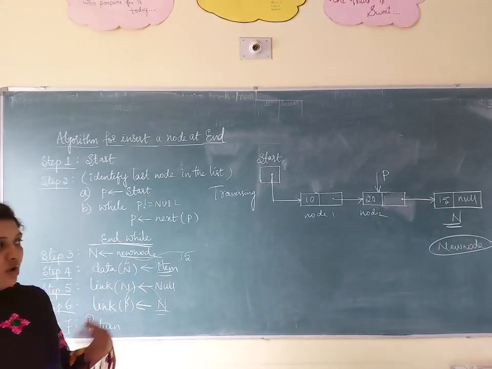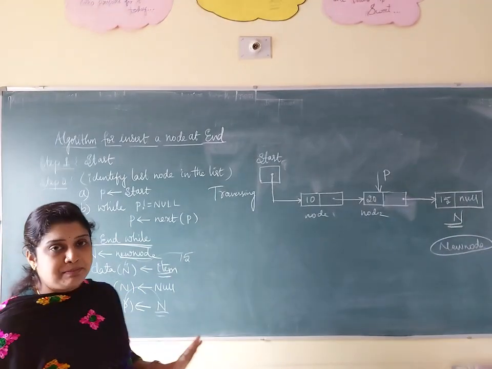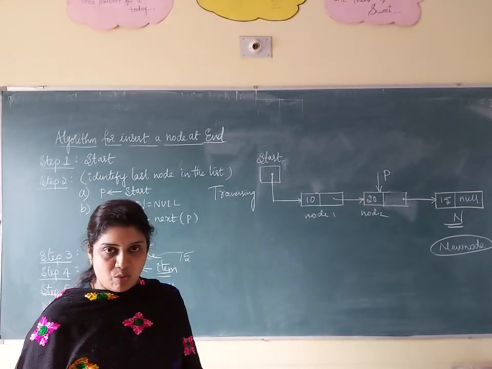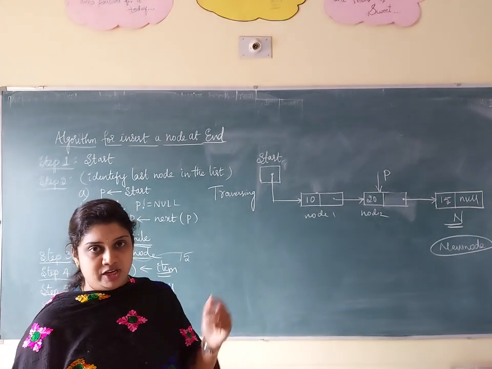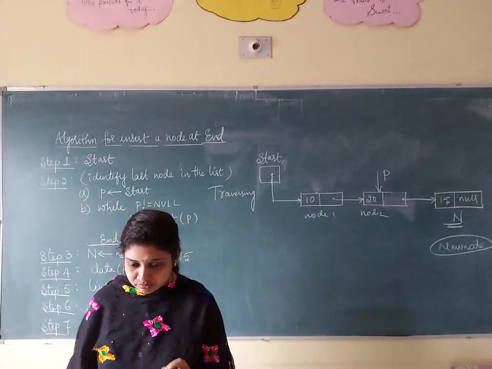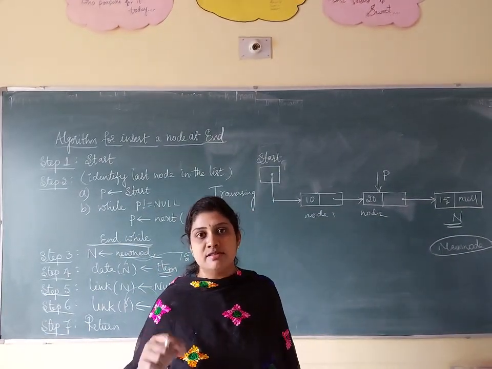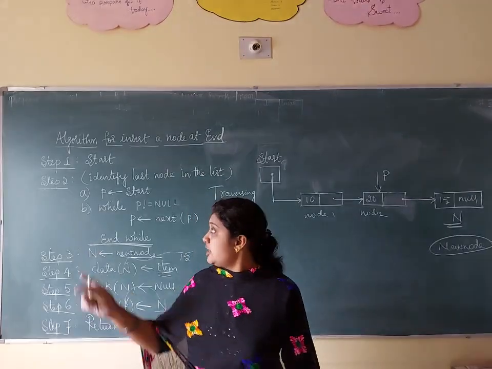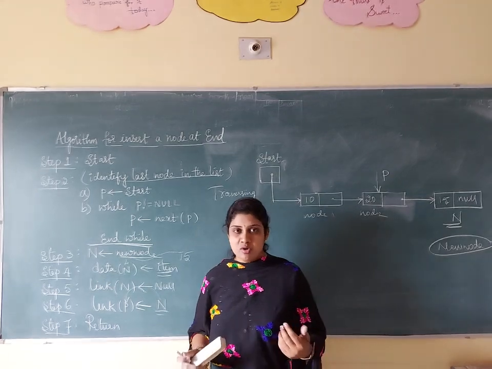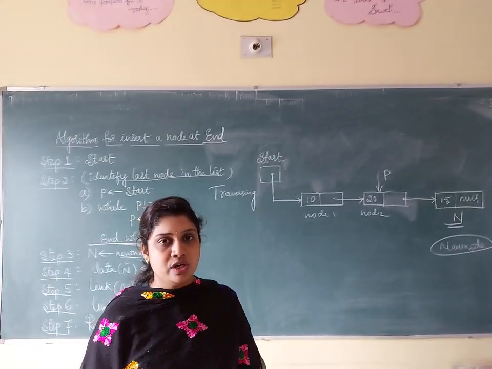So we have discussed how we are going to insert a node at the beginning and at the end. It's a very simple concept. You just have to create one new node, make its link null, and point the previous node to it. That's it. But before inserting any item or element at the end, you have to perform traversing. What is meant by traversing? To identify the last node in the list. According to that last node, you are going to insert your new node.